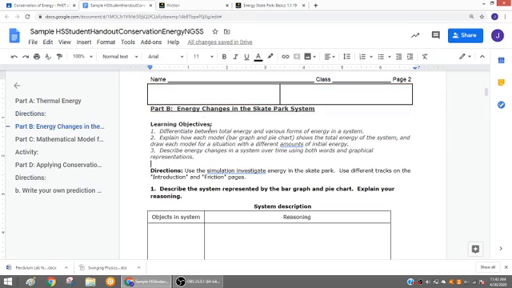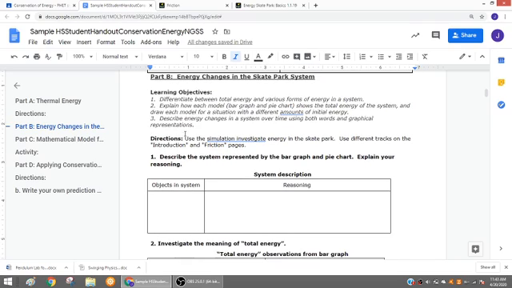So let's move on to part B, energy changes in the skate park system. I've already kind of talked you through some of that, but here are your objectives. Differentiate between total energy and various forms of energies in the system. So we have thermal, kinetic, and potential. Those are three that we've already seen. Explain how each model, bar graph, and pie chart shows the total energy of the system.